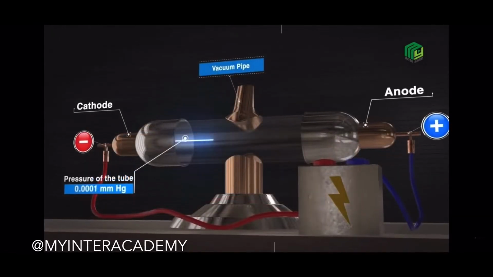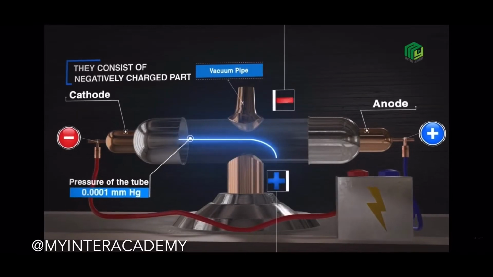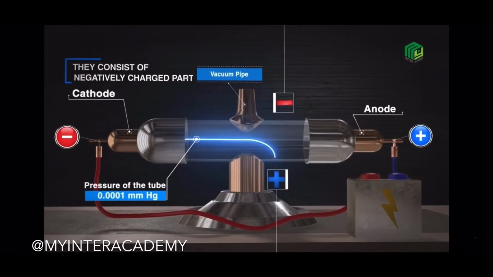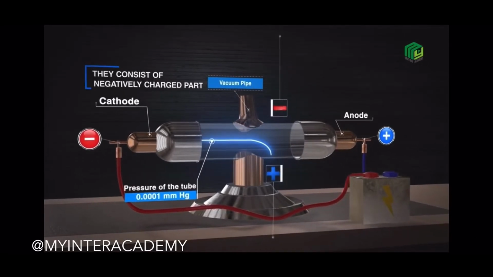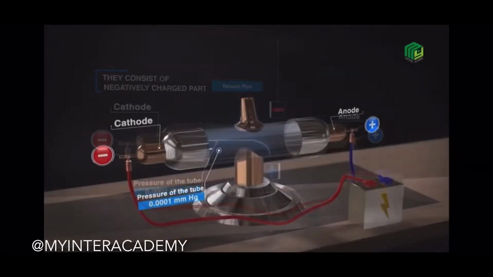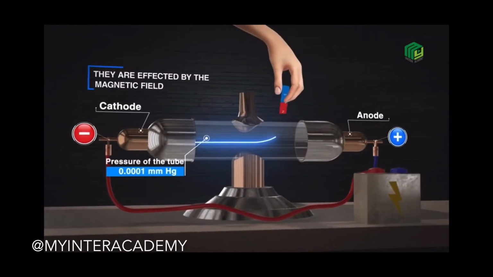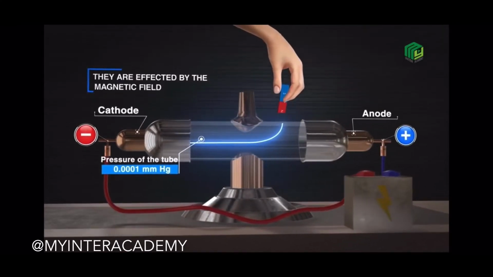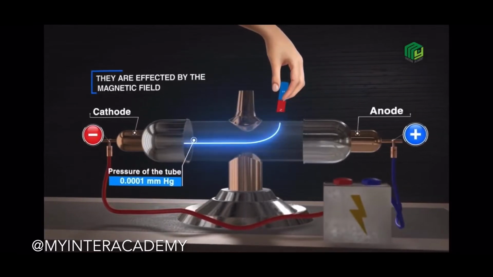3. In the presence of an electric field, the rays are deflected towards the positive plate. This confirms that cathode rays consist of negatively charged particles. 4. In the presence of a magnetic field, the rays are deflected. This shows that the cathode rays are affected by the magnetic field.